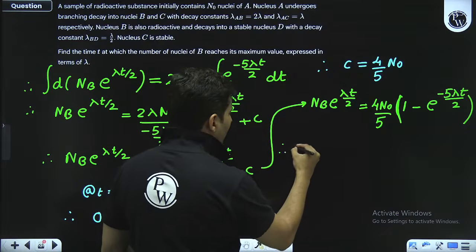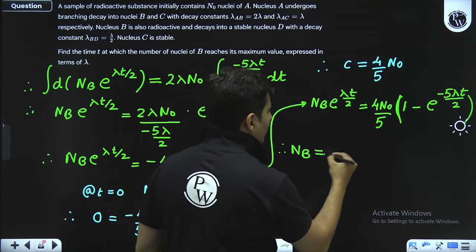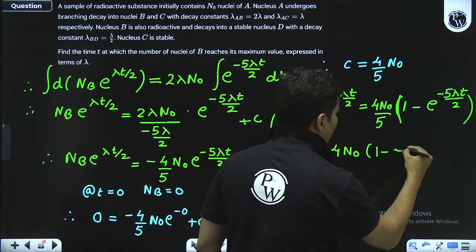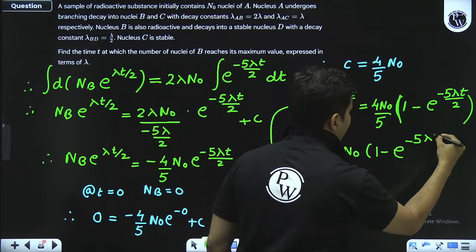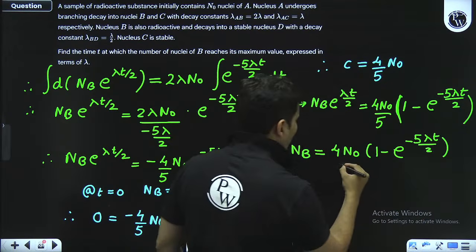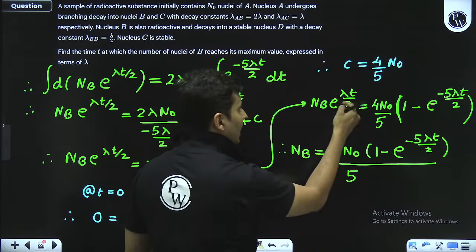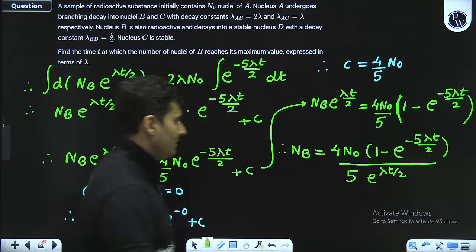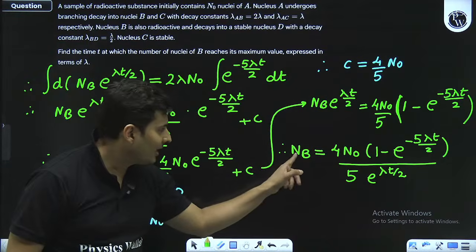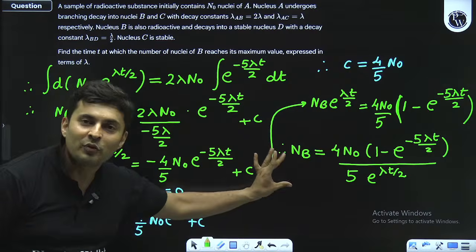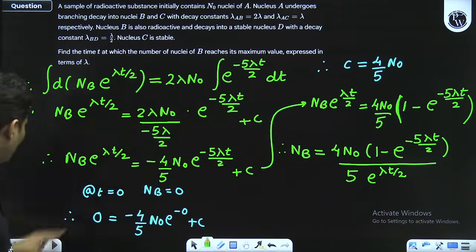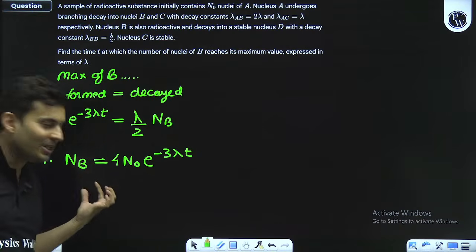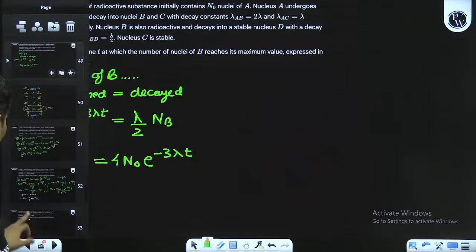So we get n_b. So n_b will be 4 times n naught into 1 minus e to the power minus 5 lambda t divided by 2, whole thing divided by 5, and this number over here, e raised to lambda t divided by 2. Crazy. We did all of this just to get n_b, nothing else, just for this. Now, remember our original thing? We just have to substitute it here, and then we'll get the answer, hopefully.